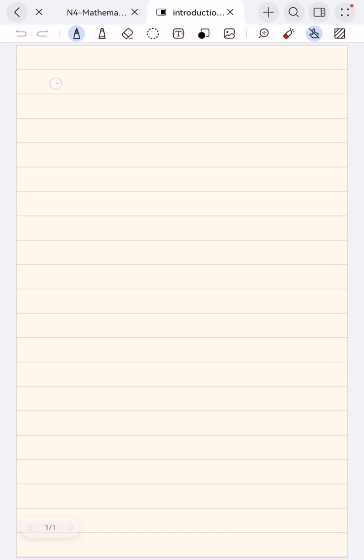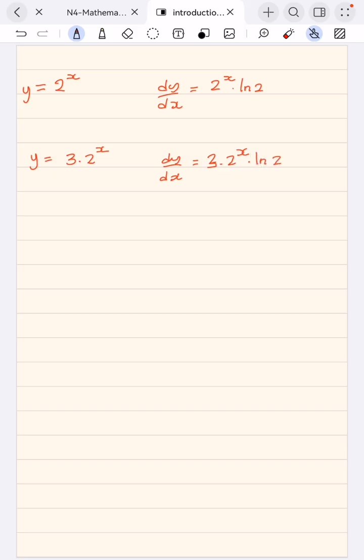So let's say I have 2 exponent x as my y. If I'm asked to differentiate that, the rule says first thing you write it as it is, then ln a. What is a? A is the number that has an exponent, which is 2. The reason I'm saying that is because I've seen many students get confused. Let's say I have 3 times 2 exponent x. When I differentiate, first thing first, if it's an exponent, copy it exactly as it is. Then multiply by ln what? Ln 2, because 2 is the one that has the exponent. It's your base, it's your a.